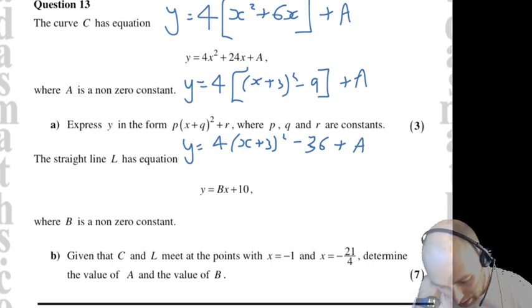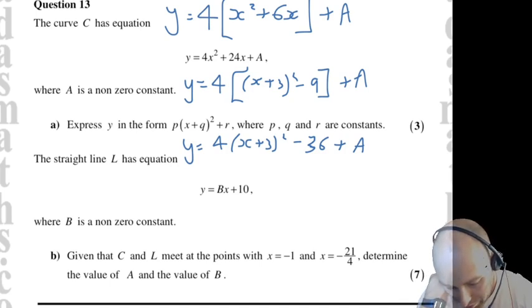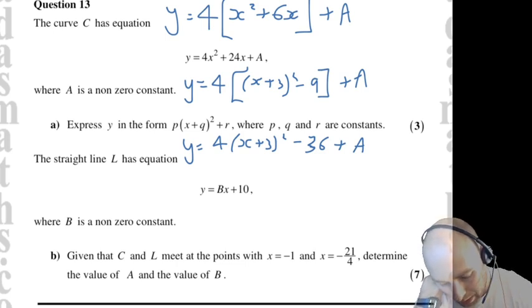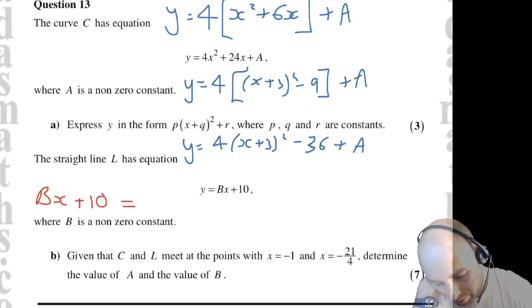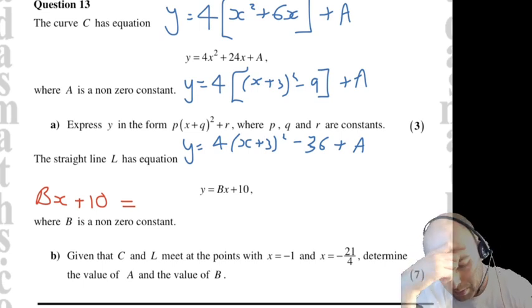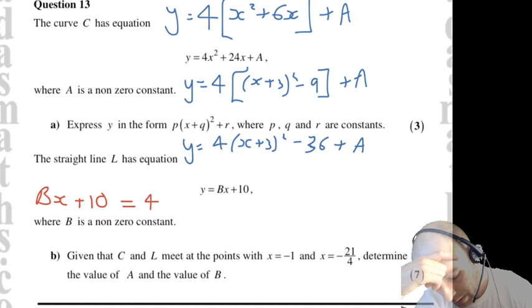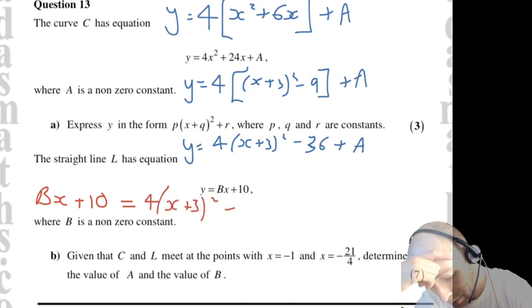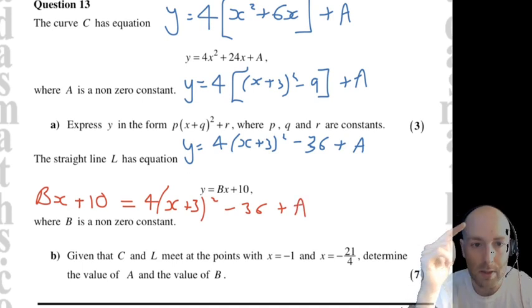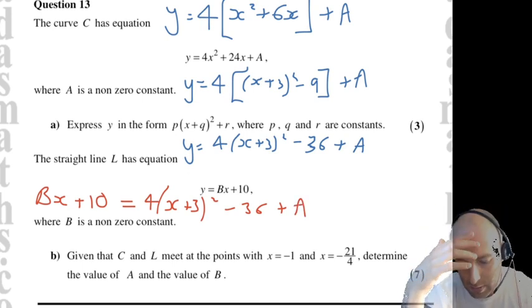Okay, given they meet, determine the value of a and find the value of b. So we're going to say these two things meet, and we know where they meet. So we're going to solve them simultaneously. So let's put those together. So we're going to get bx plus 10 equals, I don't see the benefit in not expanding this, but we'll go with it, 4(x plus 3) squared minus 36 plus a. So we've got two unknowns, a and b, so we need to use the 2 points to get two equations to solve them simultaneously.